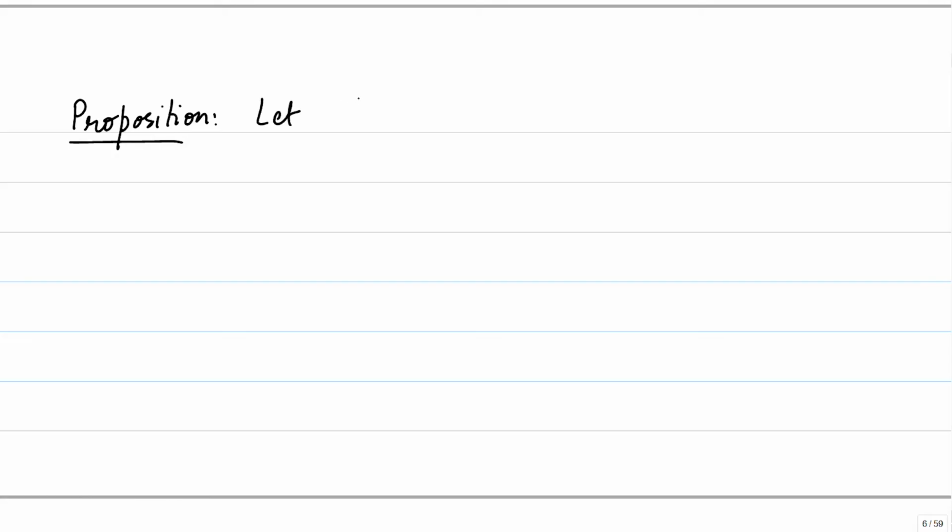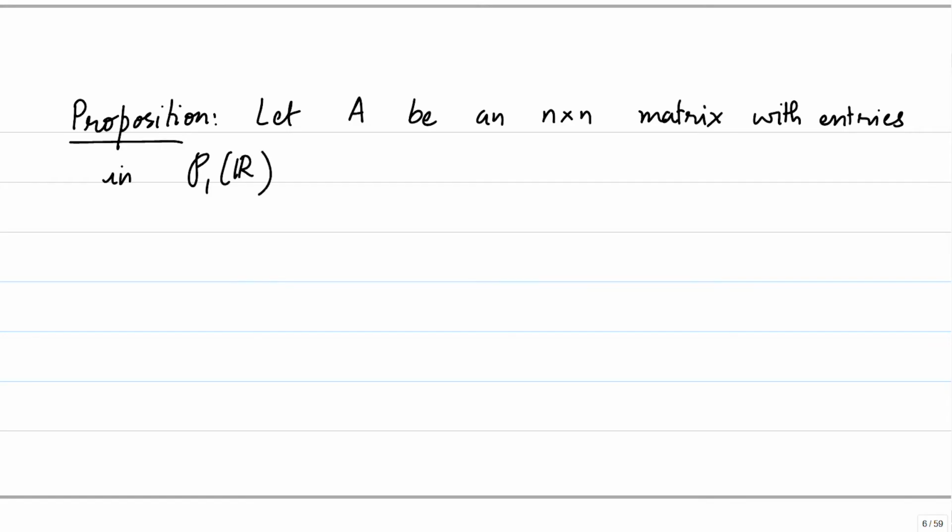So let A be an n cross n matrix with entries in P1 of R. Like in the case when we computed the characteristic polynomial, A minus lambda I, for example, is one such example, when our A was some other A. Or maybe I should just call it B. So let B be an n cross n matrix with entries in P1 of R.